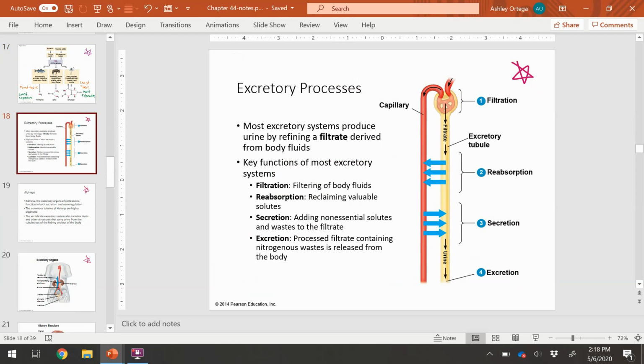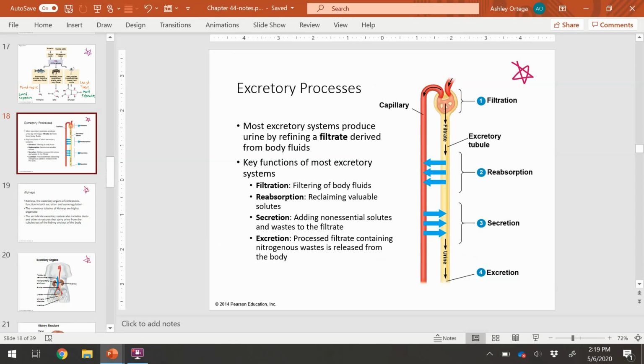And so most systems will produce urine by refining a filtrate that's derived from body fluids. And so the key functions of most excretory systems are shown. The first stage is filtering the body fluid. For our example here, you can see the filtration stage starts with a network of capillaries along inside of a filtration tube. And so that's going to filter the circulatory system, the body fluid being the circulatory system fluid there.